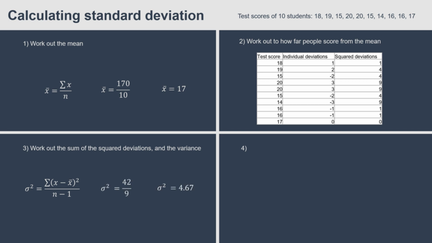And step 4, remember we're still in squared units. We have to convert it back to original units. We take our variance and we find the square root of that. And that is our standard deviation. And so variance is just standard deviation squared.